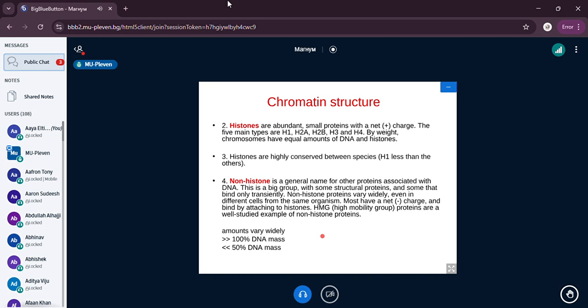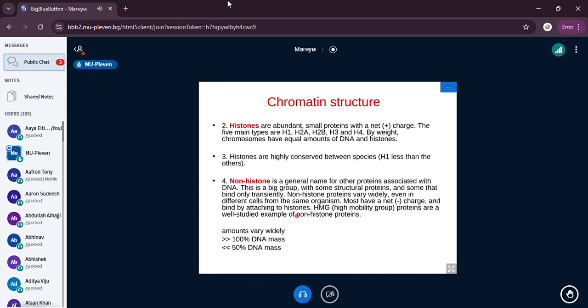Non-histones are the general name of other proteins, clearly those that are not histone proteins. They also associate with DNA, but this group consists of proteins that are usually transient, and because of this, they vary widely, even in different cells from the same organism. Most of them are negatively charged and bind by attachment to the histones that are positively charged. Remember, the DNA molecule is negatively charged. Positive histones and negative DNA are attracted, and negative non-histones are also attracted by positive histones.